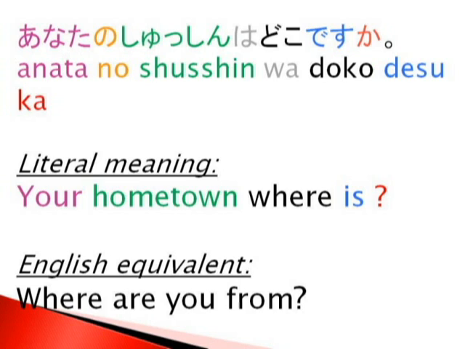Okay, now that we've analyzed this expression, we realize that we're literally saying your hometown where is. But as you may know by now, the Japanese word order is different than that of the English word order, so we have to move the words around to get the correct English equivalent. When we do that, we get the question, where are you from?